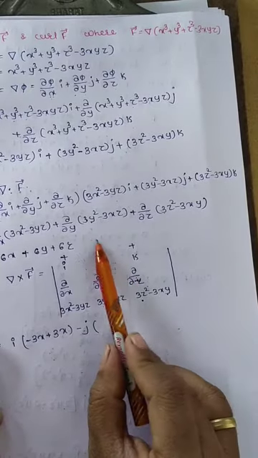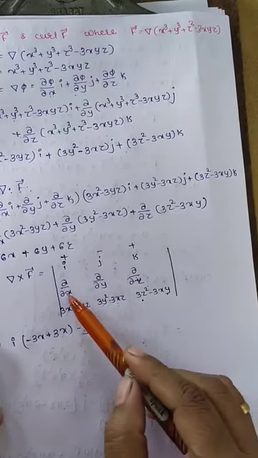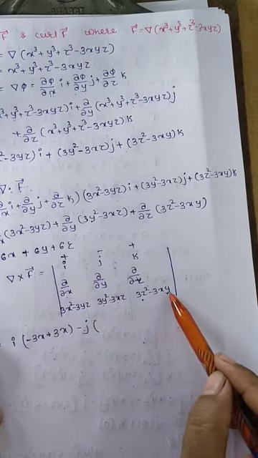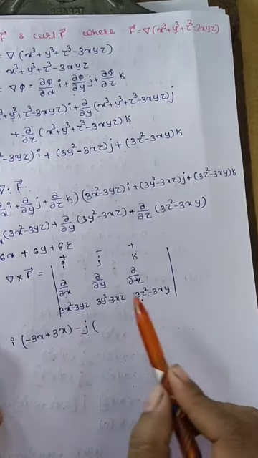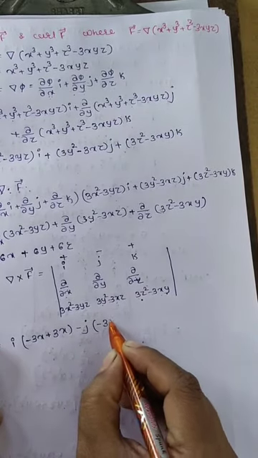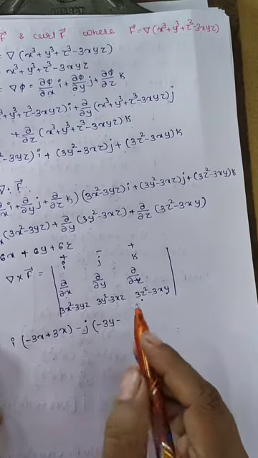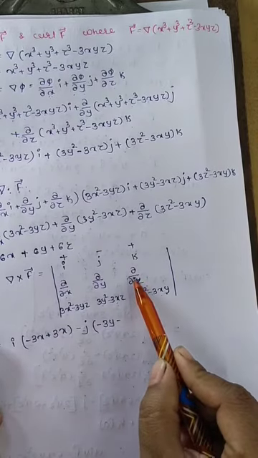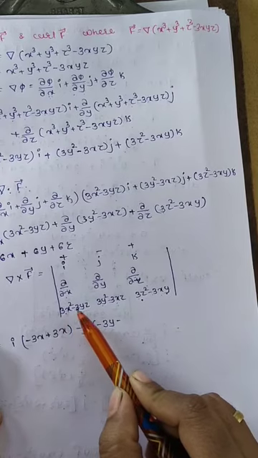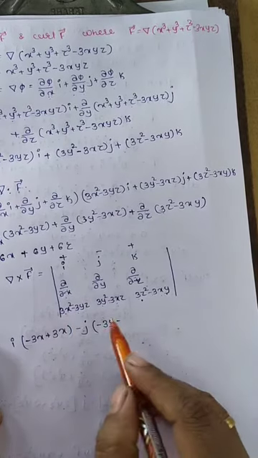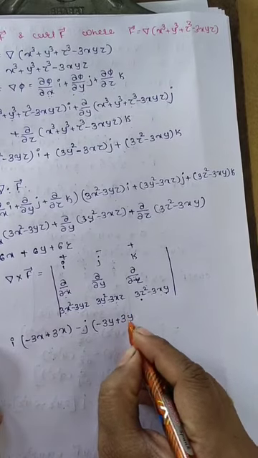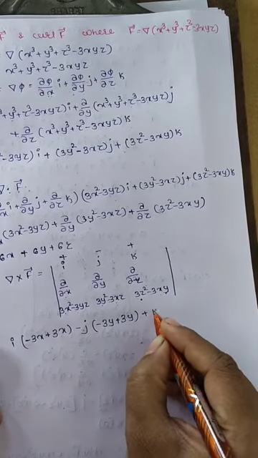Now leave the second column and the first row. ∂/∂x of 3z square minus 3xy. Differentiate with respect to x here. x becomes 1 and it becomes minus 3y. In between, minus, with respect to z. Here the z term is not there, so this term becomes 0. Here z becomes 1. This minus and this minus become a plus 3y, plus k.